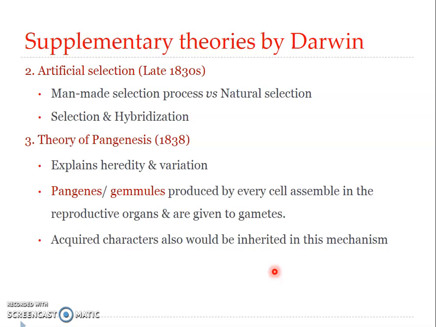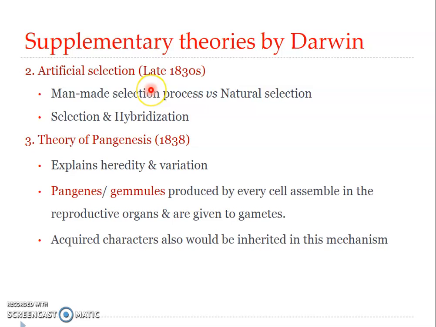In the late 1830s, when Darwin was back in England after the voyage, he got interested in the practice followed by animal breeders, and he went through many publications and even attended their meetings. And he proposed that the evolution of a certain species could be altered by man by imposing his own ideas of selection. So this man-made selection process is what is referred to as artificial selection.